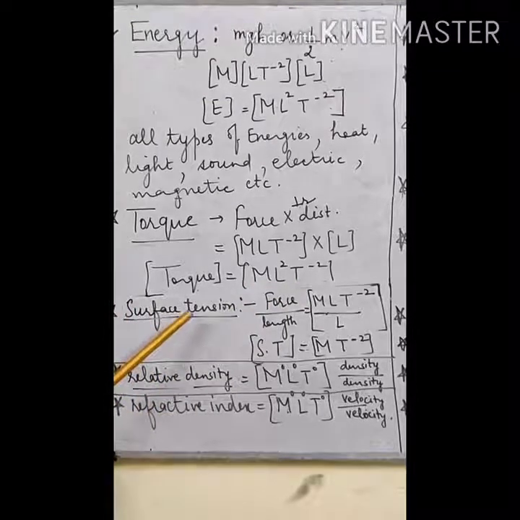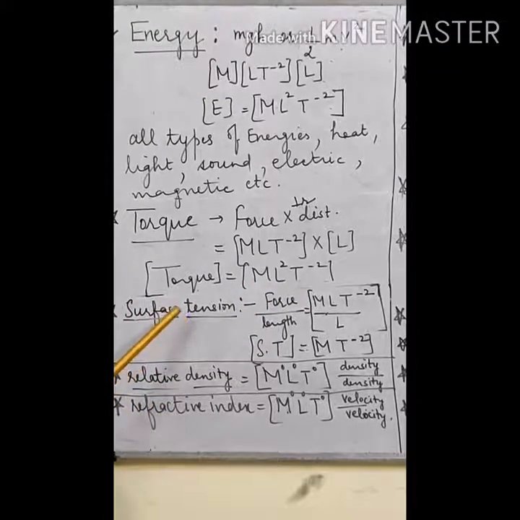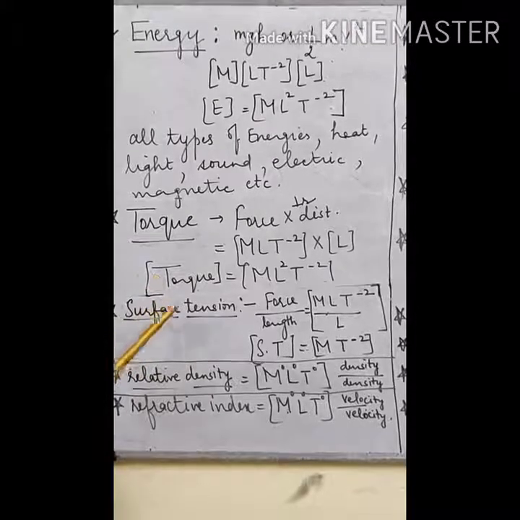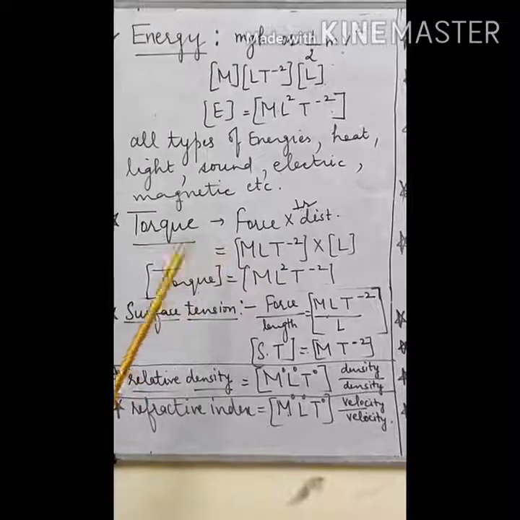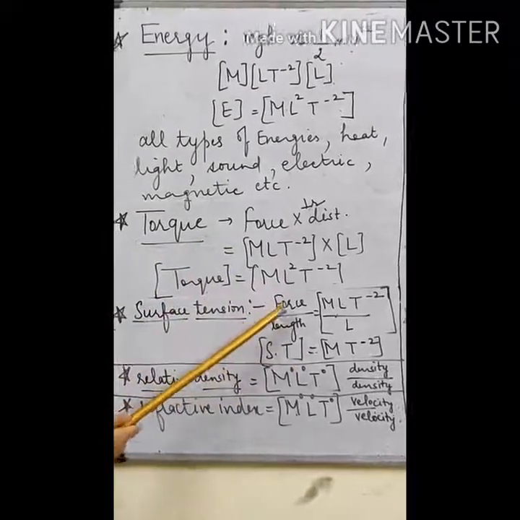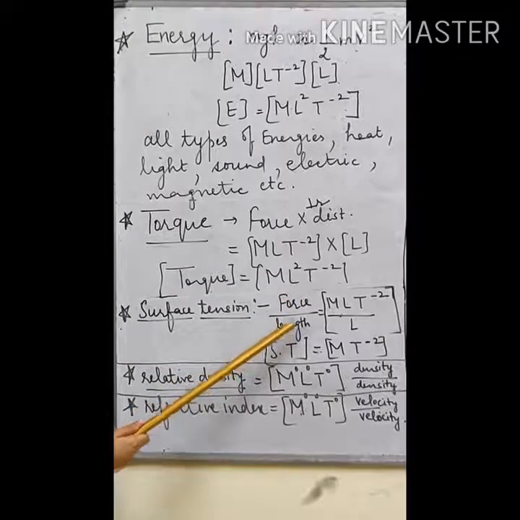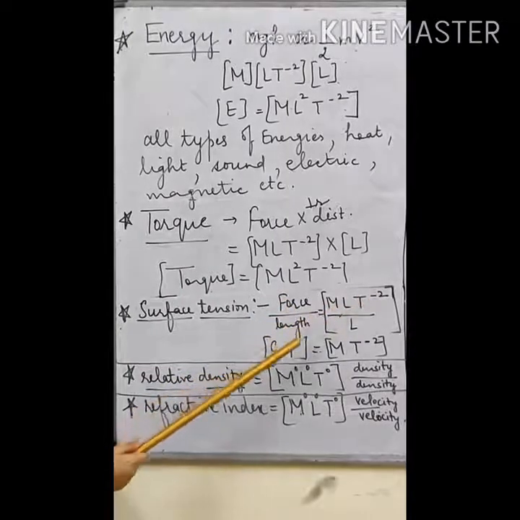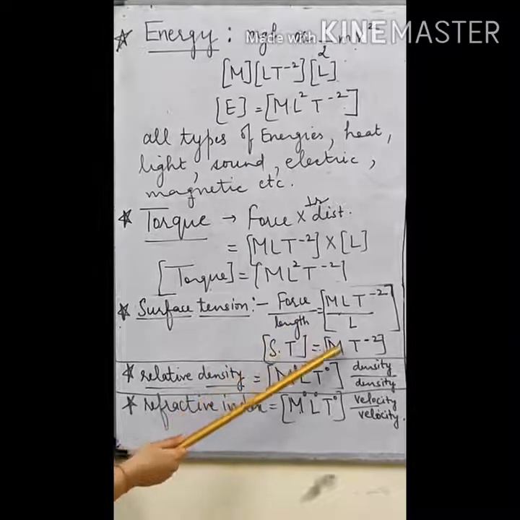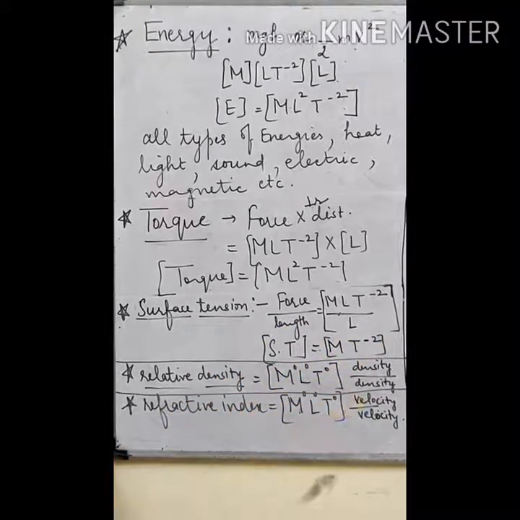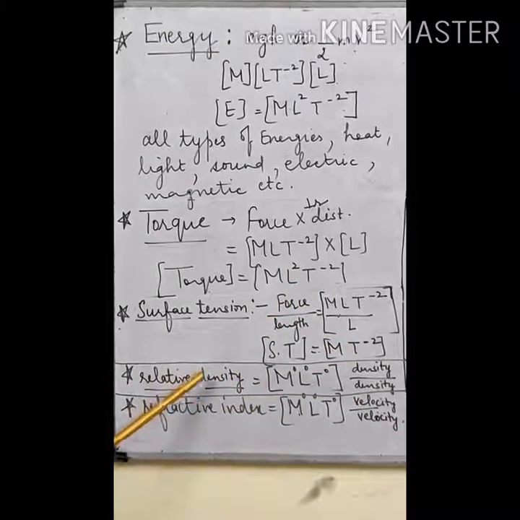Next is surface tension. Surface tension is a property of the liquids at rest. This also you will learn in 11th class. Before the dimension we should learn the formula. It is force over length. Force MLT^-2, length L. So the dimensional formula for surface tension is MT^-2. L will be missing.